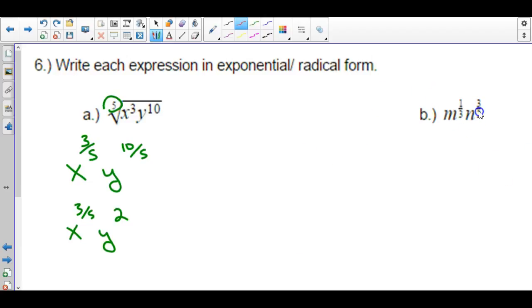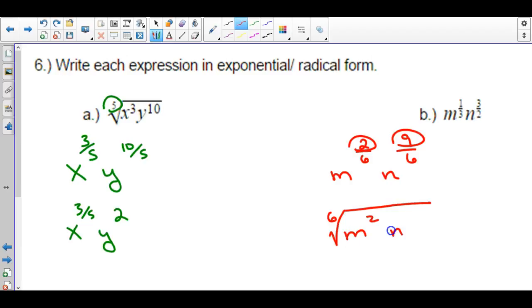I'll do the same thing here, but in a different direction. So I want to write this in radical form. So my index value of my radical is going to be the denominator of these fractions. So the first step I'm going to do here is find a common denominator. So my common denominator between my 3 and my 2 is going to be 6. 3 would need to be multiplied by 2 to get to 6, so I'm going to do the same for my numerator. And then 2 would need to be multiplied by 3, so I'll do the same to my numerator. Now that I have a common denominator here, that's going to become the index value of my radical expression, and then the numerator values would become your powers. So m would be squared and n would be raised to the 9th.